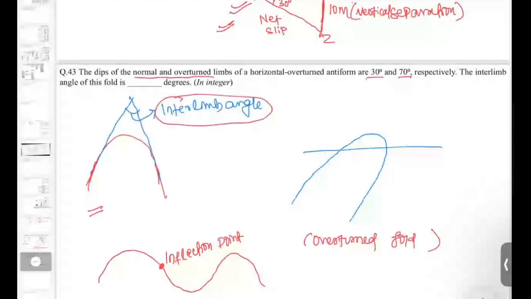Okay. So if you see this question, it says there is an antiform that is already overturned. One limb has a dip of 30 degrees and the other limb, which is overturned, has a dip angle of 70 degrees. So what is the interlimb angle? The first thing you should know is that they are dipping in the same direction. Okay. So what is the difference? Suppose these are the tangents. What is the value of these angles? Can you tell me?